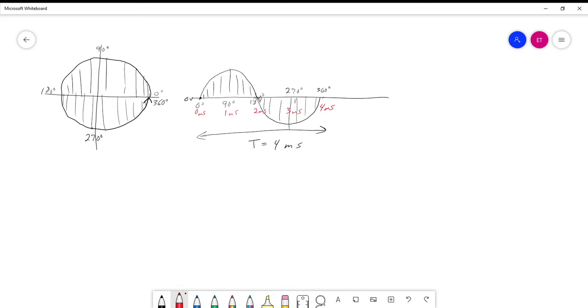So period for a sine wave is the same as for any wave. It's the time it takes to get through one cycle. Frequency is still the same as 1 over the period. That's how many cycles happen in a second. Once I know how long it takes to complete a cycle, I know how many will happen in 1 second. That's the inverse relationship of period and frequency.